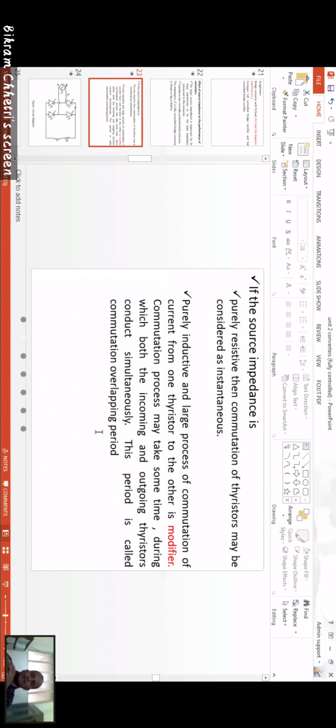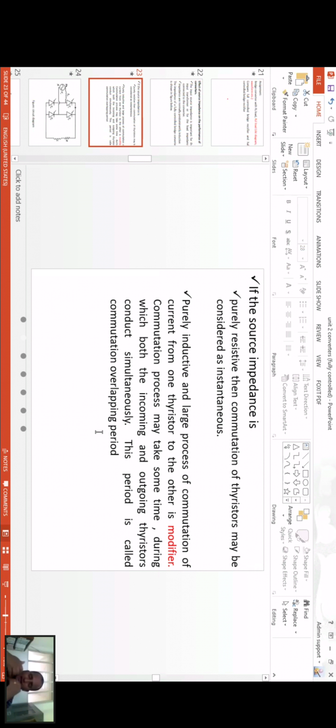Similarly, in this case, when one thyristor should stop conducting, the other thyristor should start conducting. But this is not happening when there is an impedance at the source, so there is a problem. That problem is overlapping, which means two things are going on simultaneously. In reality, only one thyristor should conduct and the other should stop. So this is commutation overlapping.